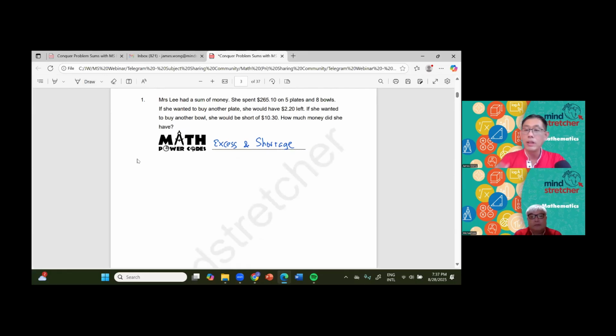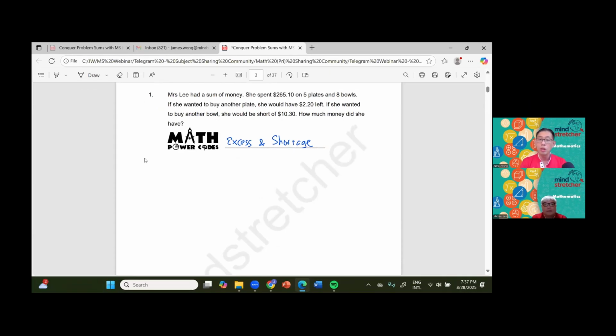Now, the first important thing to note is that we don't really know the amount of money this person has. But there's some useful information that allows us to connect a relationship between the plate and the bowl. It says that if you were to buy another plate, she would have $2.20 left. This tells me I have something extra, that I haven't used up all my money. But if I were to buy the bowl, I wouldn't have enough money. I'm short of $10.30. So clearly the bowl is probably more expensive than the plate.